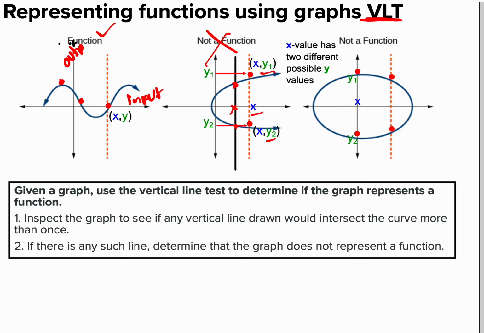And similarly, this last example, right? The only places where it only goes through one point would sort of be at that end and at that extreme end here. But every other x value I put in, I get two different y values. So this is not a function either. That is the vertical line test.